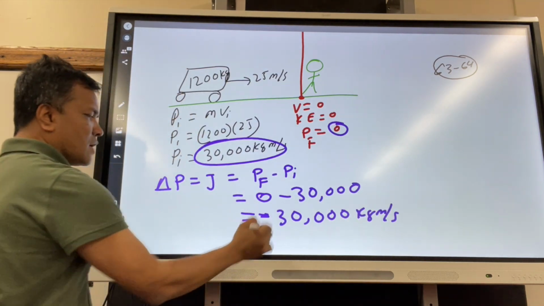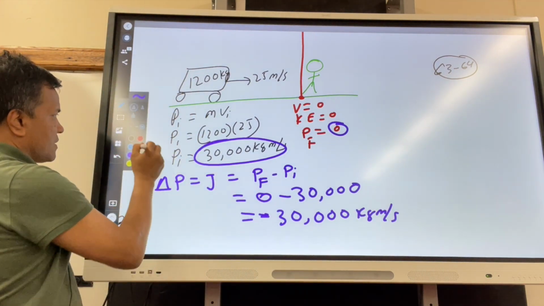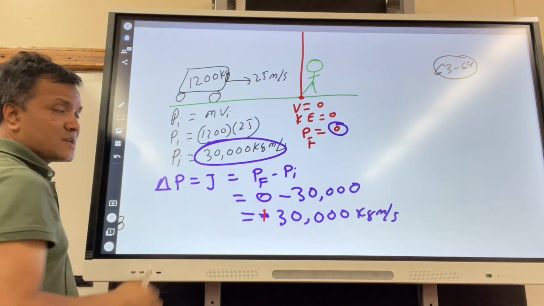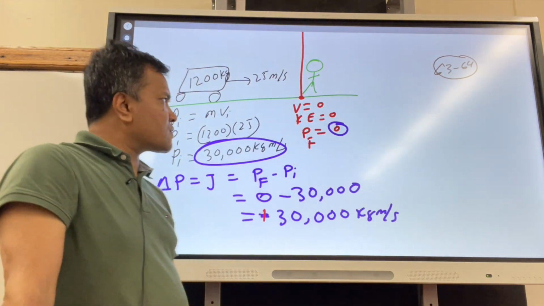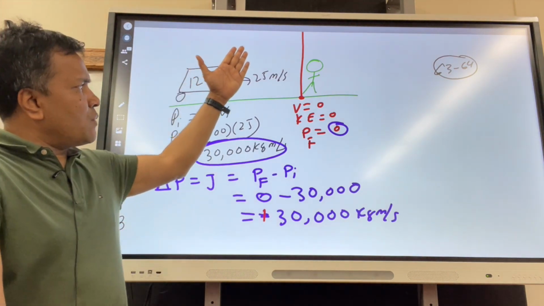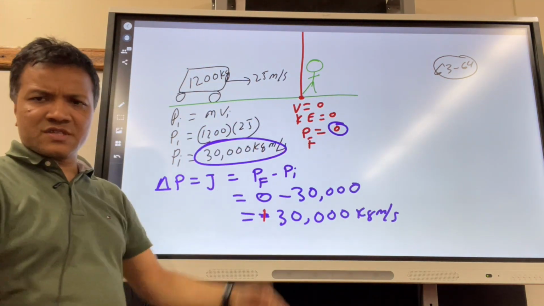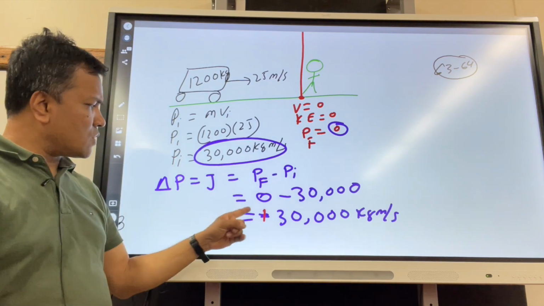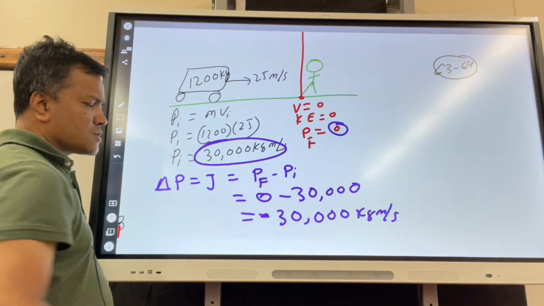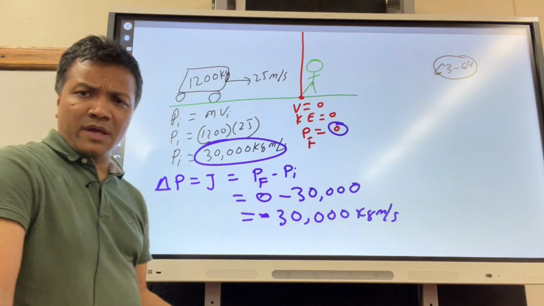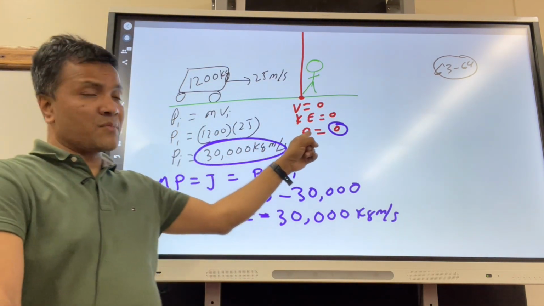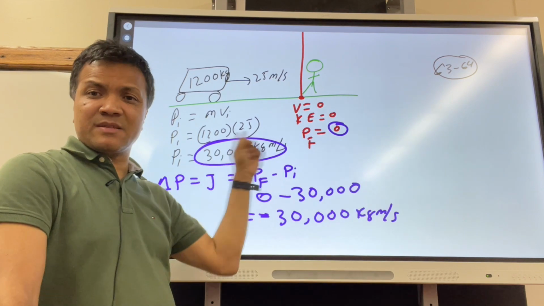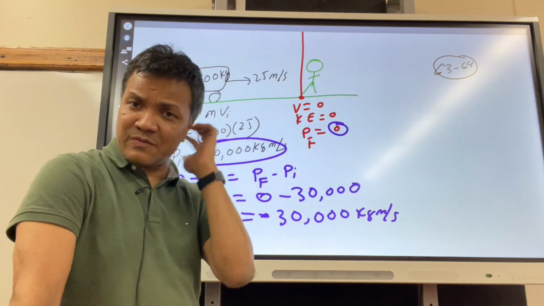Why negative? If it is positive, what happened? If it is positive, then that would mean instead of hitting the brake, the driver is hitting the gas, so the momentum would be double. Not 30,000, it is going to be 60,000. So negative means you are hitting the brake. That means the momentum would be 30,000 here, and momentum would be 0 here. This is change in momentum, which we call impulse. Very important.